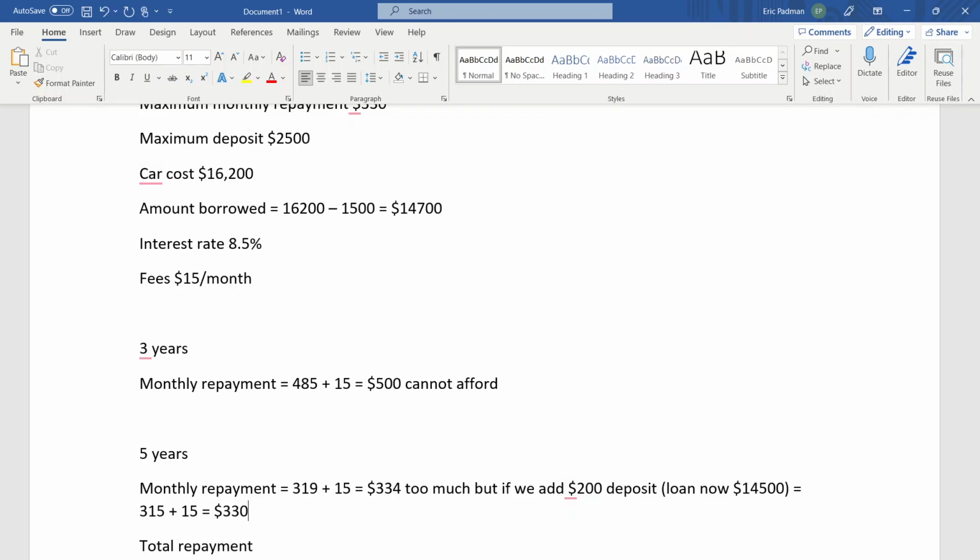I mean, you can make that a little bit cheaper by adding more deposit, but we don't want to go too far into that. So we're doing that. We're down to about $800 to spend on insurance and on-road fees. So just be mindful of that.